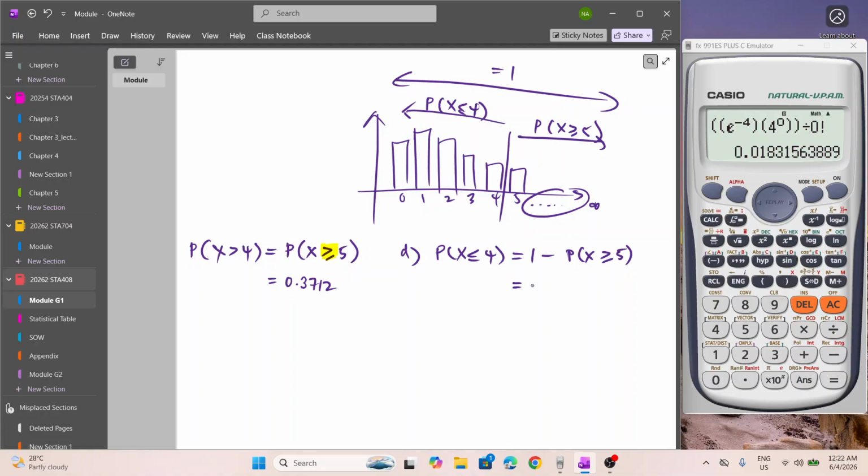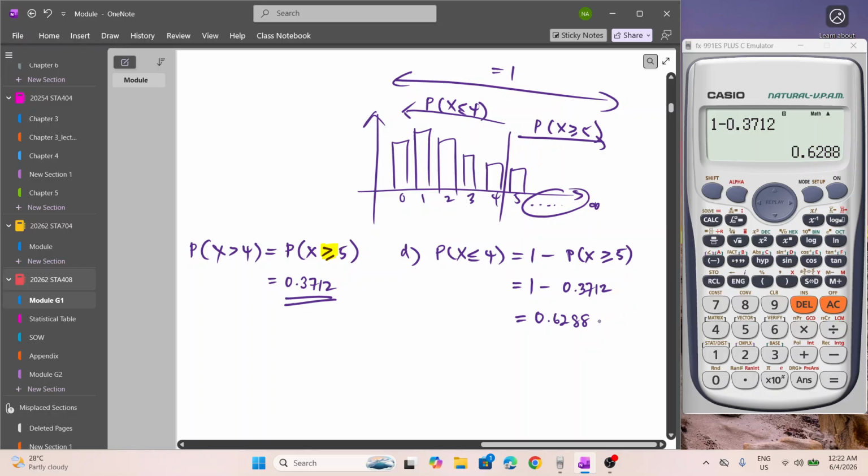So this is equal to 1 minus, which you have calculated before in question C, 0.3712. So the answer for the probability of X less than or equal to 4 is... let's use the calculator. 1 minus 0.3712, and yes, 0.6288. That's the answer.